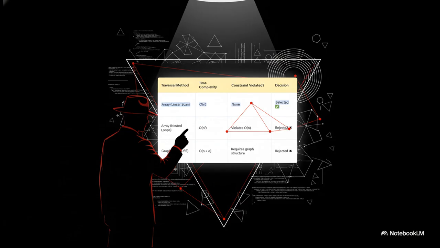So let's think about this logically. How are we going to navigate through our list of numbers? Well, we could use nested loops, but that's way too slow. It violates our need for efficiency. We're not dealing with a graph, so those methods are out. By pure process of elimination, a single linear scan is the only logical path forward. You see, it's not a choice we make, it's a conclusion we reach.